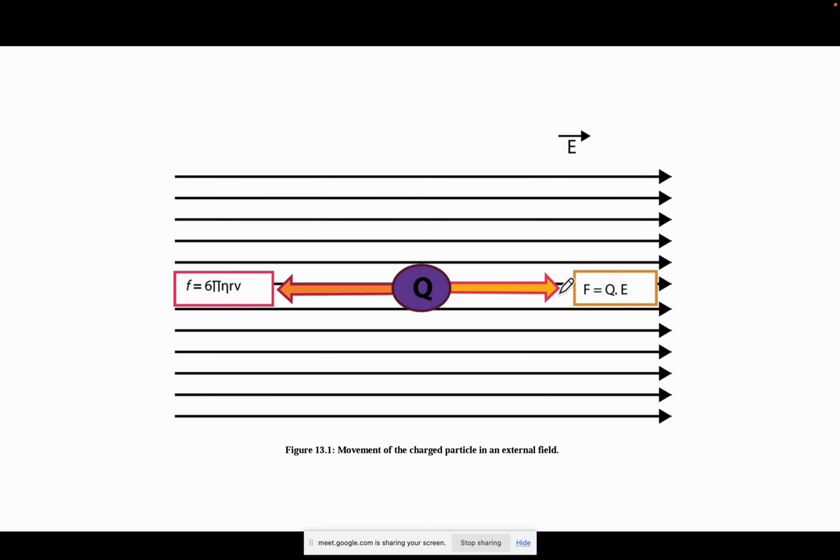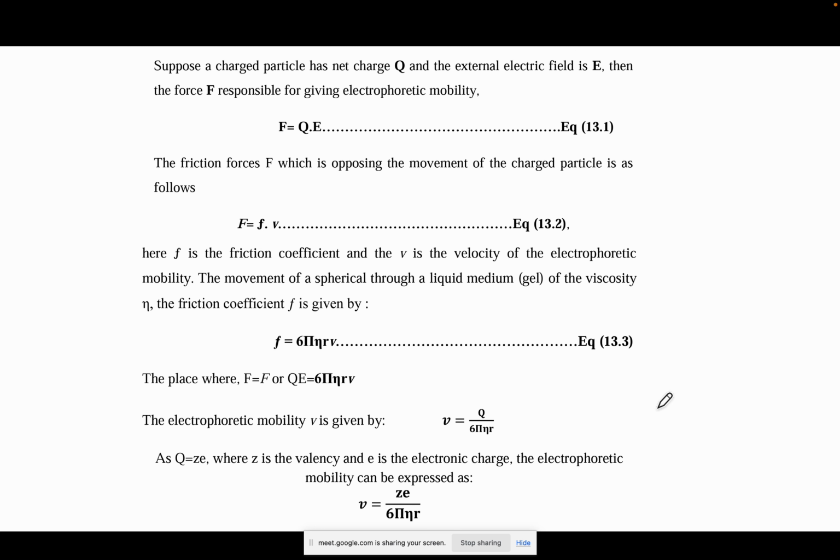But simultaneously the molecule also has some frictional force, or viscosity, you can say. This will act backward. That is a retardation force, you can also say. The formula for the frictional force, or the retardation force, or the viscosity, is F equals 6 into pi into eta into r into v. So this is the movement of a charged particle in an external field.